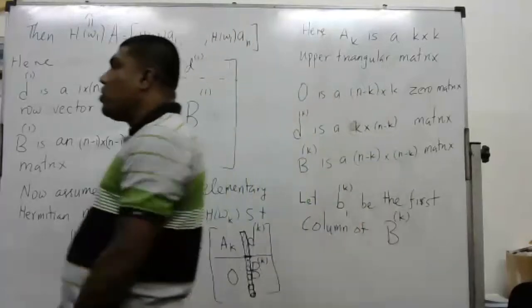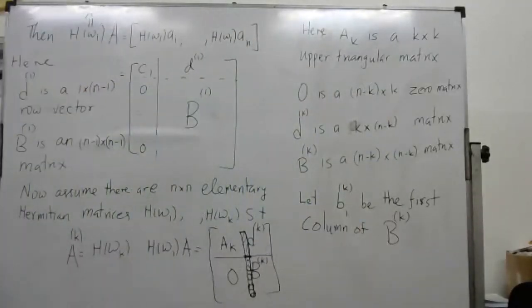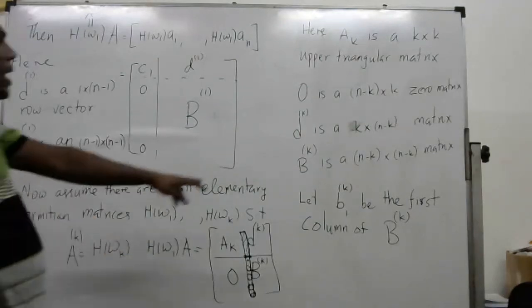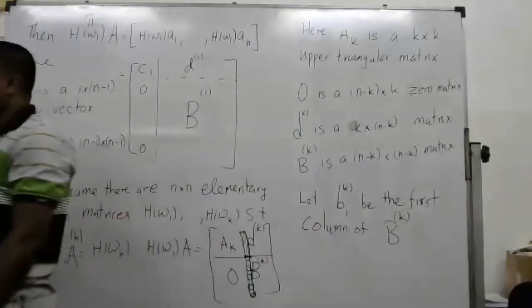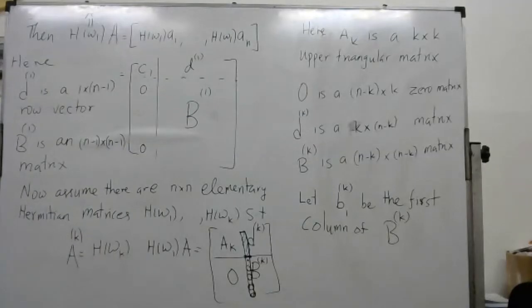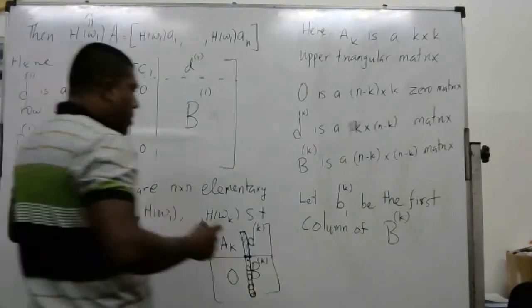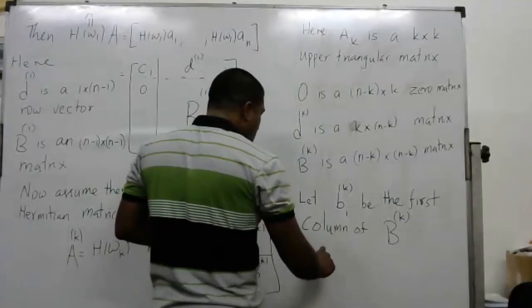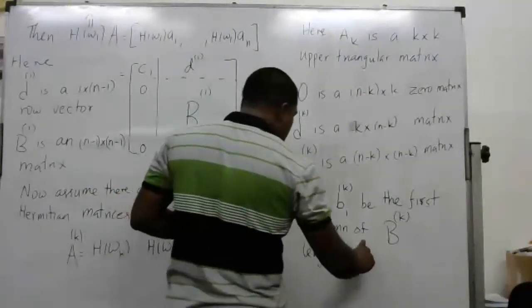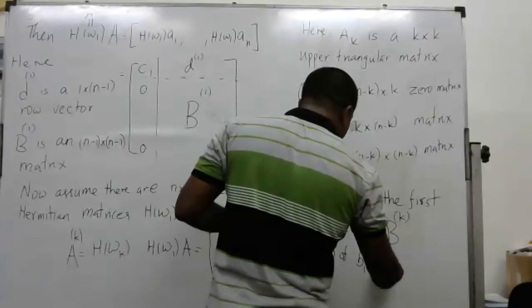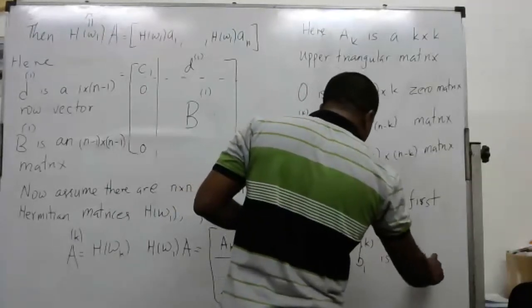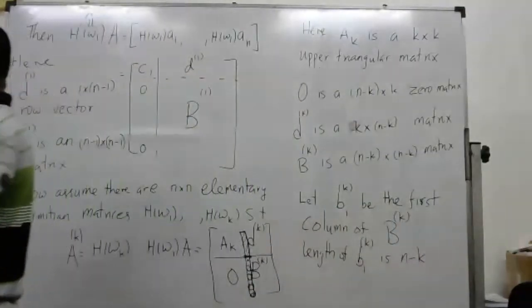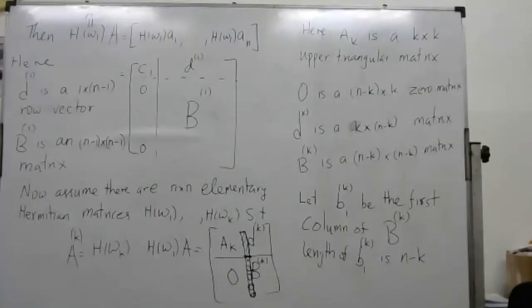Right, so let us pick the first column of BK. Obviously, we name that small b1k. Clearly you know that BK is not an n cross n matrix. It is an n minus k cross n minus k matrix. So the length of that vector is n minus k.